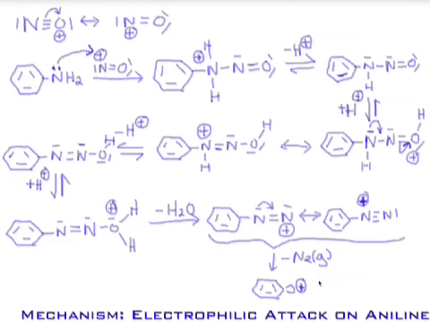So what kind of reactions can Benzenediazonium chloride undergo? Well, I'm going to write Benzenediazonium chloride here in the middle. I'm going to just write it as N2 plus and a Cl minus.